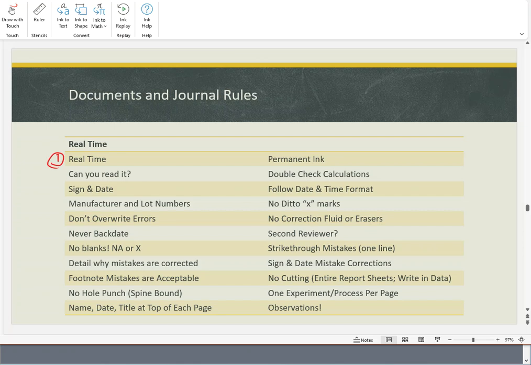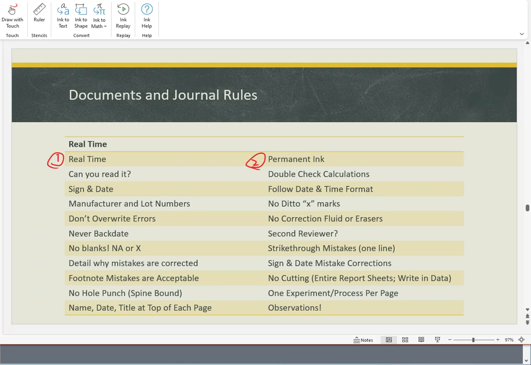Am I working in real time? Am I documenting things in real time? I should be writing as I go. I cannot take a document and write hours later or 30 minutes later on something that I did just a little bit ago. So as I'm doing a task, I better be writing it down. So real time, very important.